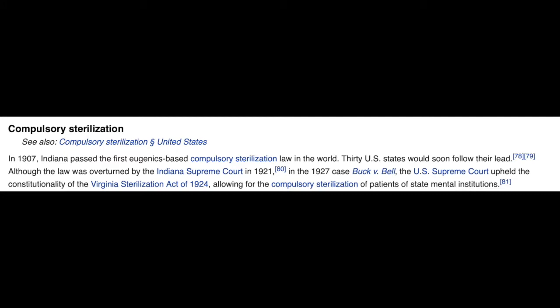Although the law was overturned by the Indiana Supreme Court in 1921, in the 1927 case Buck v. Bell, the U.S. Supreme Court upheld the constitutionality of the Virginia Sterilization Act of 1924, allowing for the compulsory sterilization of patients of state mental institutions. So, yes, those very things of sterilizing disabled people in institutions was practiced by Hitler many years later, as well as murdering them. So, if you got someone to blame, blame the Americans for where Hitler's ideas came from.